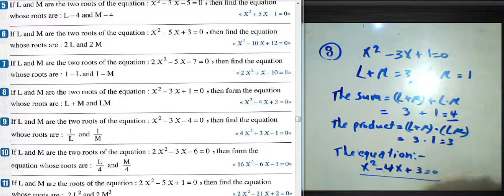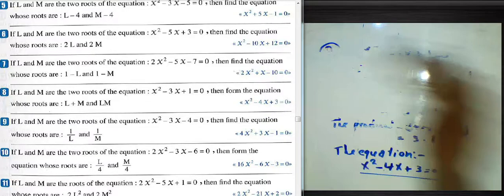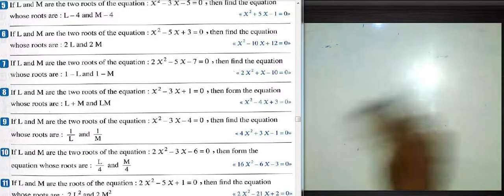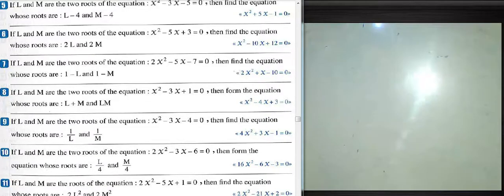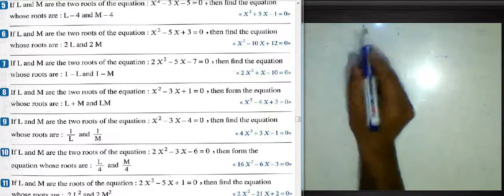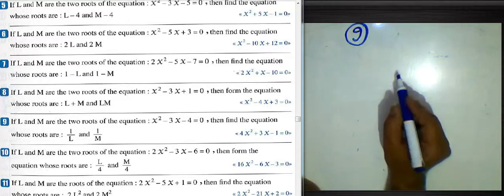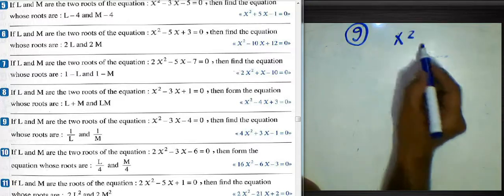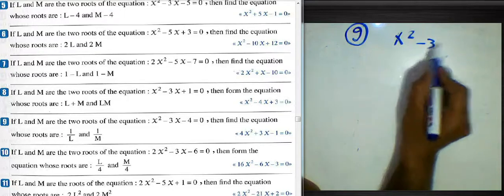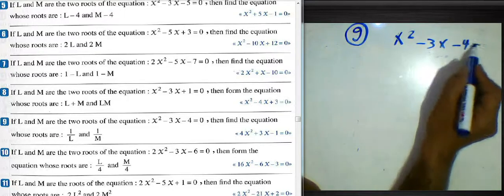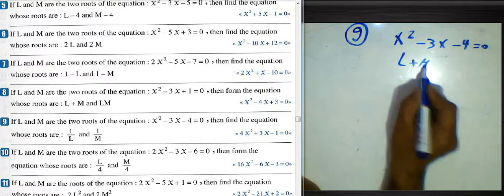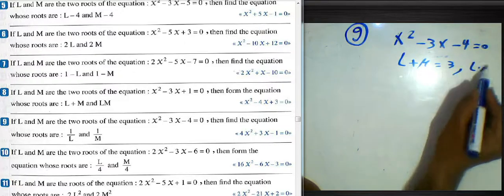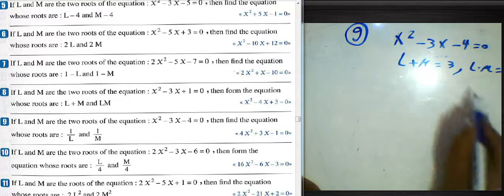Okay, understood it? Okay, another question. We will solve question number 9. If L and M are two roots of the equation x power 2 minus 3x minus 4 equals 0. We know L plus m equals 3 and L product m equal negative 4.